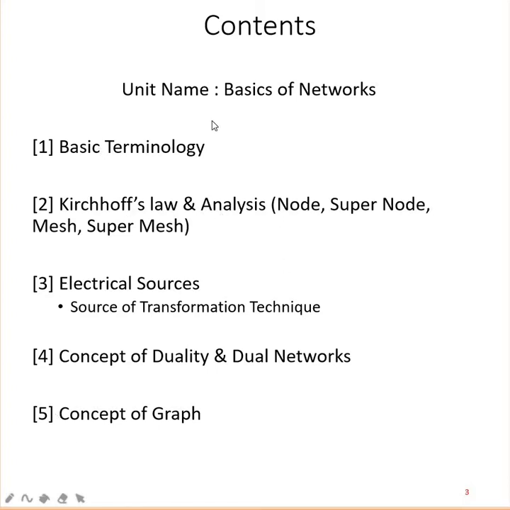So let's go ahead and see all of them one by one in detail. Details of the basic terminology, followed by Kirchhoff's law and analysis, electrical sources, concept of duality and dual network, and concept of the graph in this class.